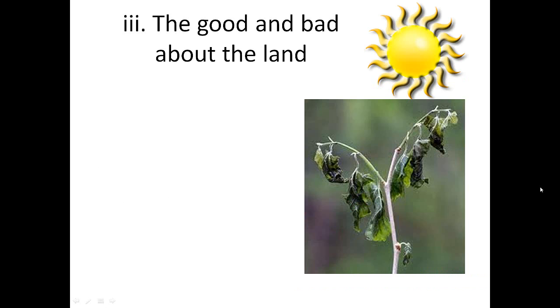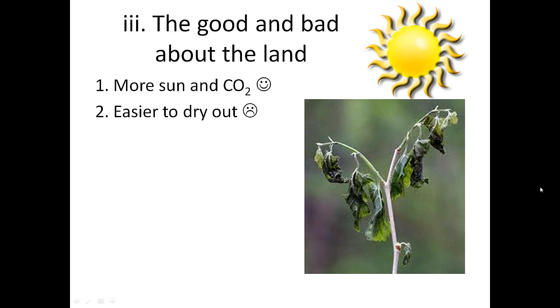The good things and the bad things about living on land. Good things, more access to the sun and more carbon dioxide. Bad things, it's easier to dry out if you're not in a constant source of water anymore. To overcome this, plants developed three main adaptations.